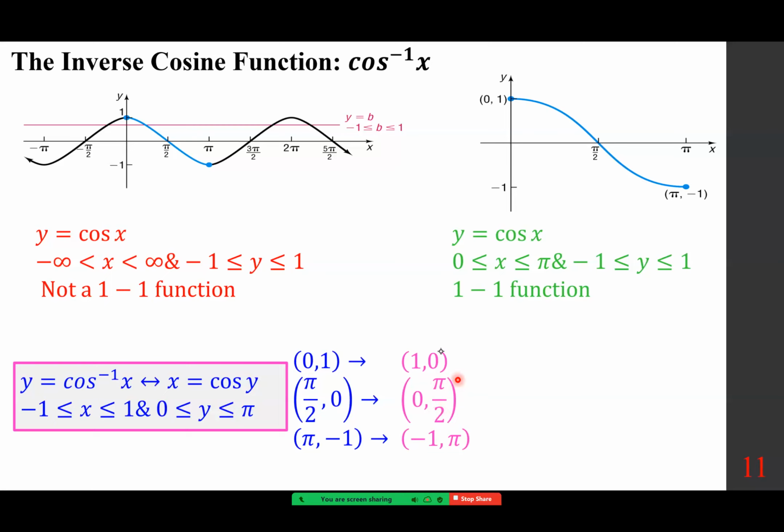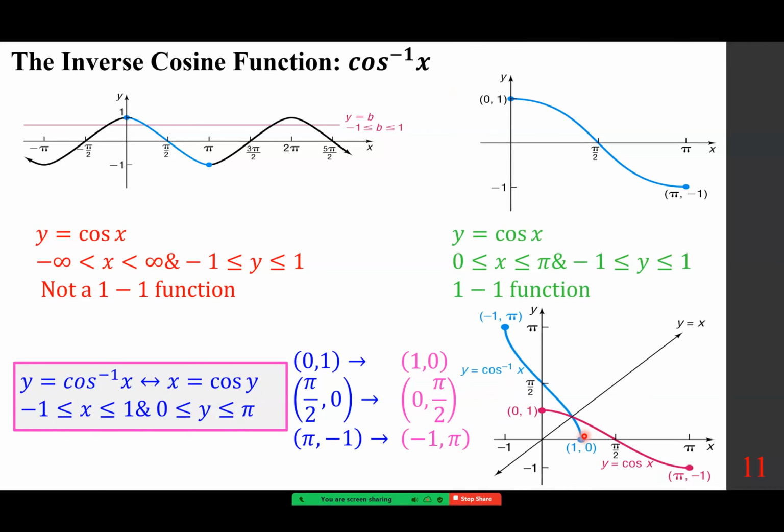So 1.57. Somewhere here, 0 and 1.57. And then negative 1 is here, and go up there for pi, which is 3.14. So it looks like this: 1, 0; 0, pi over 2; negative 1, pi. Now, if we put it on the same axis, notice it's symmetric with respect to the line y equals x. By the way, if the two graphs ever intersect, the point of intersection must be on y equals x, because the x coordinate for one becomes the y coordinate for the other. That's the reason, and it's important to pay attention to that.